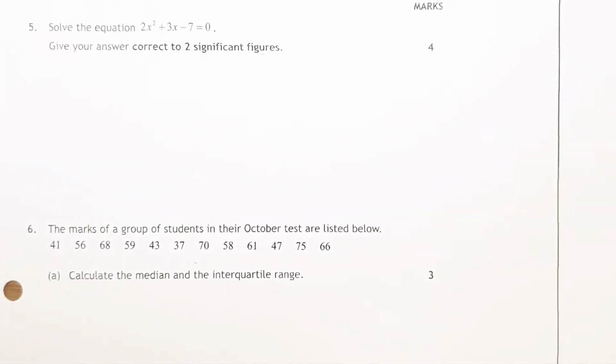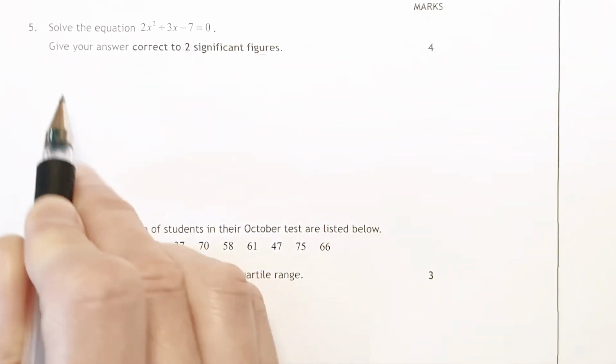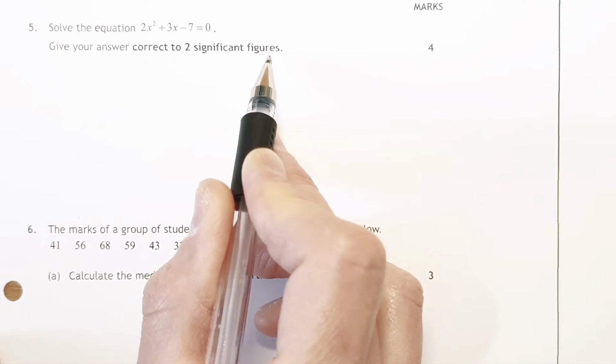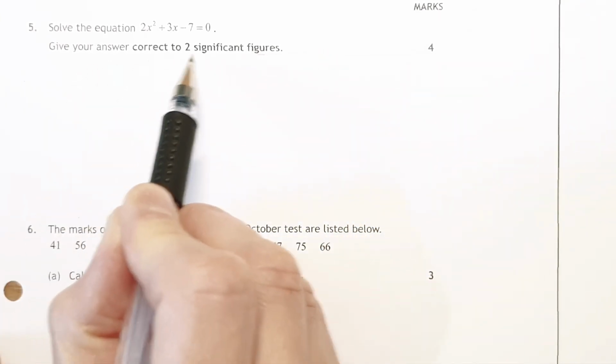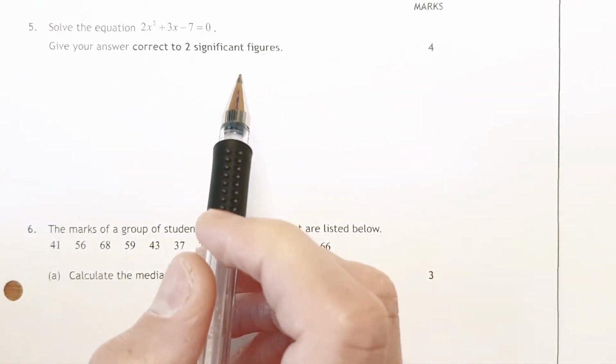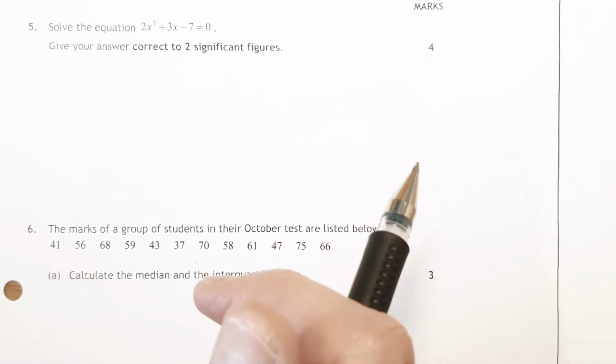National 5 Maths, Practice Paper G, Paper 2. Now in question 5, we're given this trinomial and it's been set equal to 0, and we've got to give the answer correct to significant figures, not decimal places, significant figures. So it's telling us to use two significant figures. It's kind of an indication it's probably going to be not a nice whole number answer.